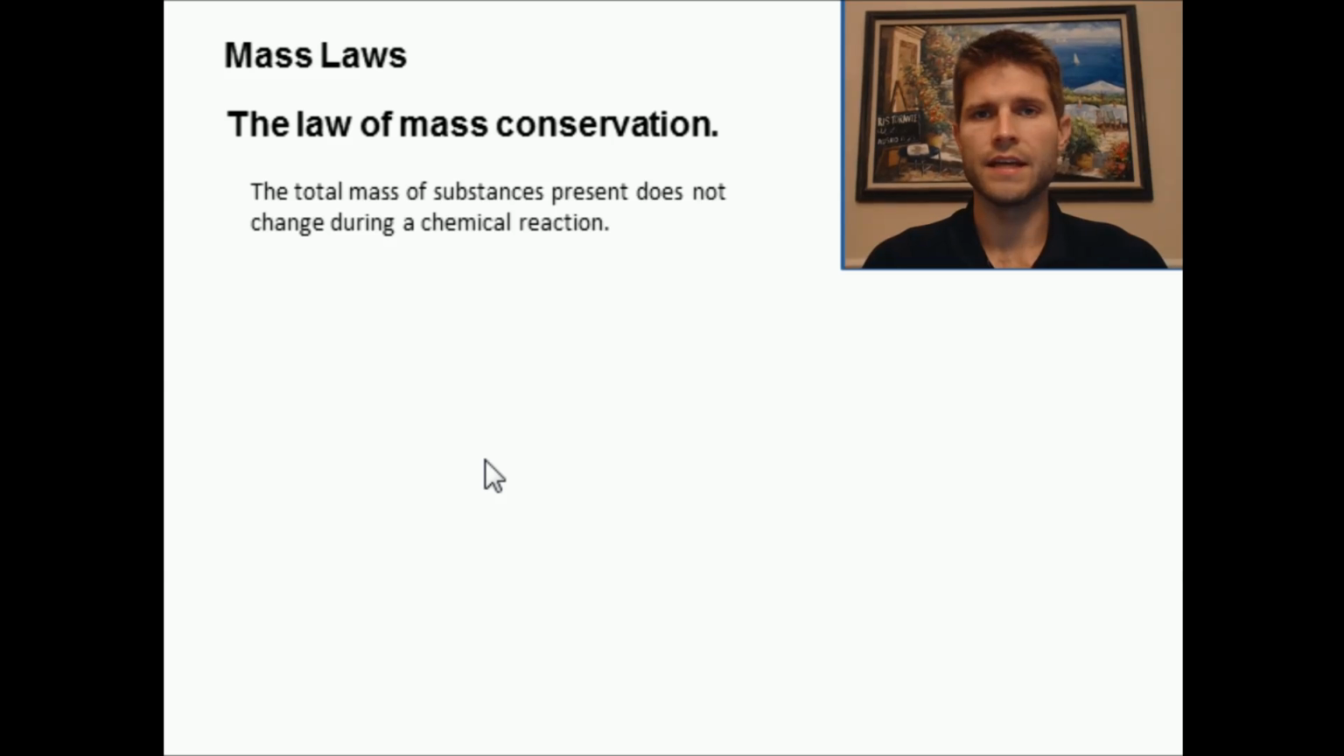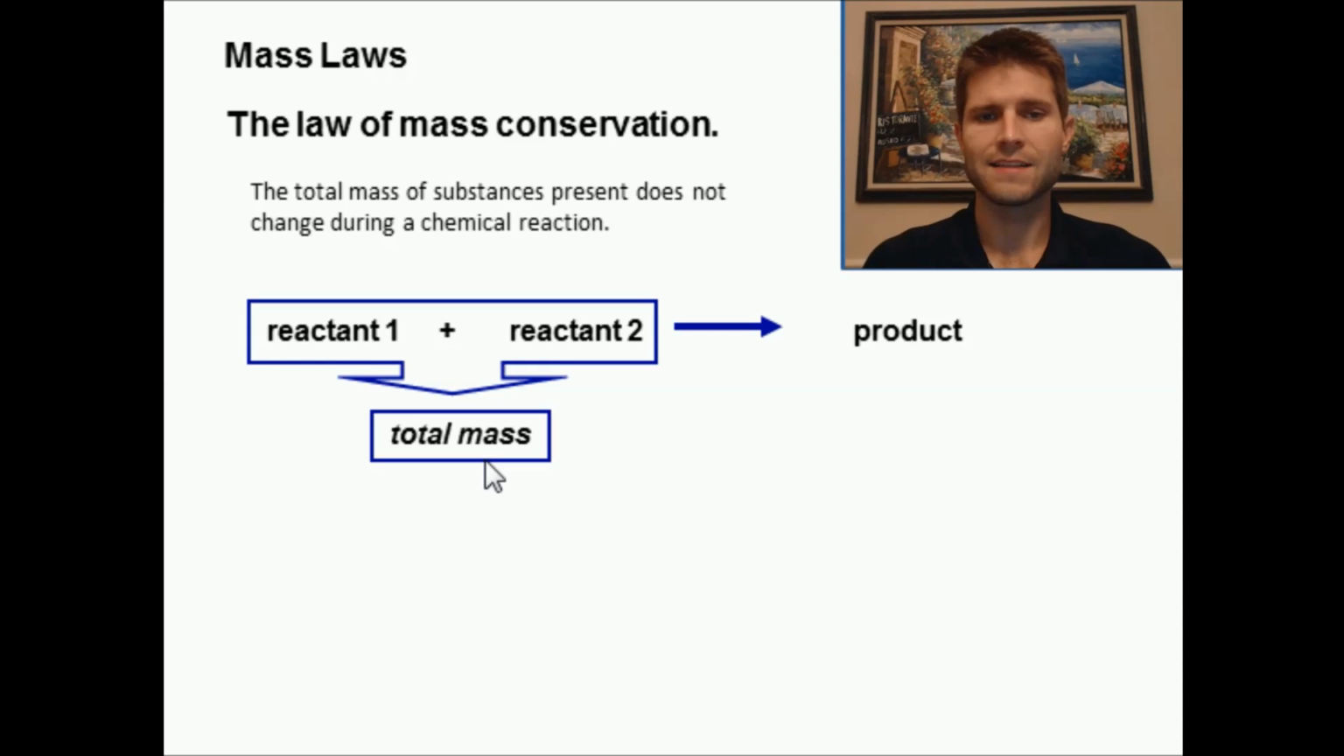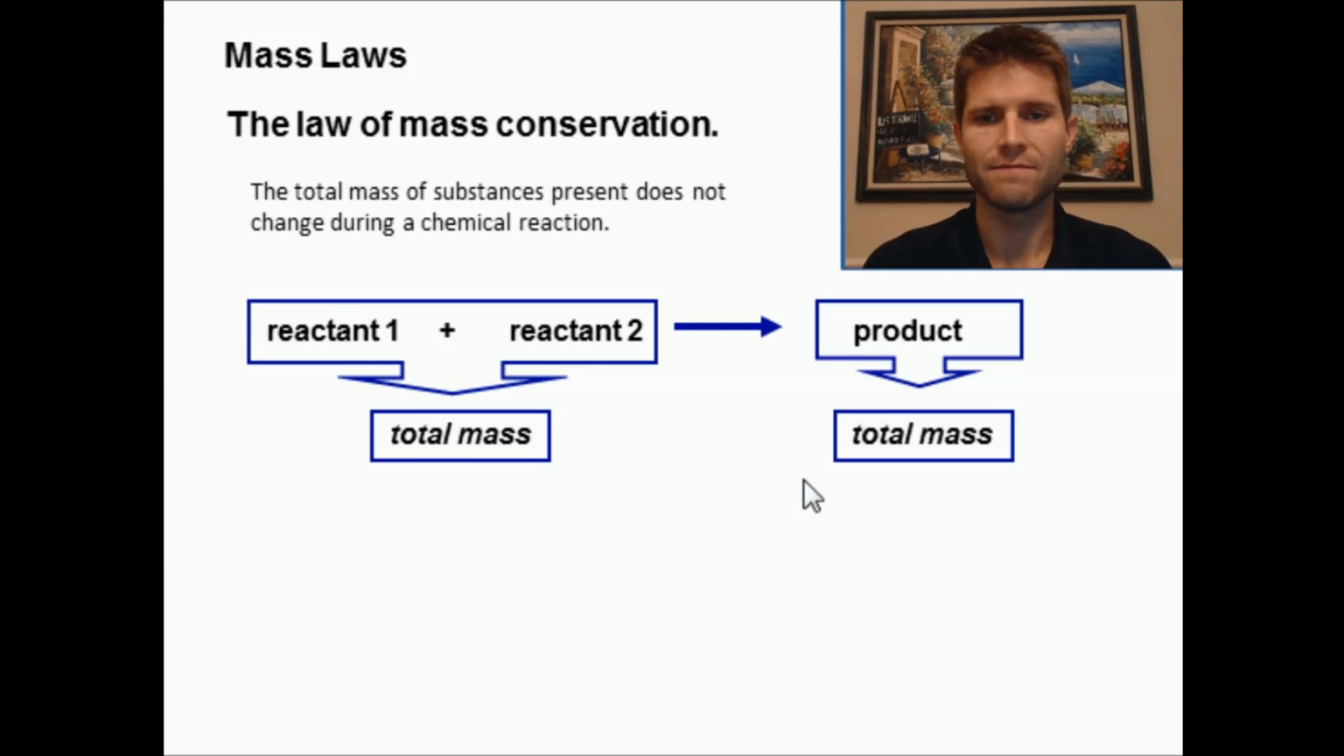So let's look at another example of a true chemical example of this law of mass conservation. Say we have reactant 1 and reactant 2. They come together to form a product. Now this is just a pictorial representation. The total mass of the reactants is the mass of reactant 1 plus the mass of reactant 2. So this gives you the total mass. The product has to have the same amount of mass. It has to equal the same total mass. So these two total masses would be equal to each other.